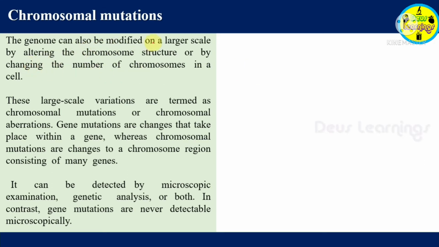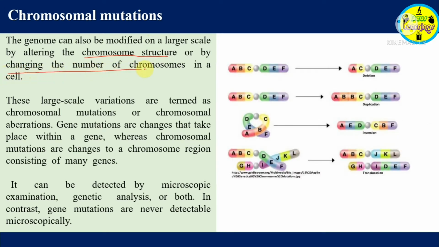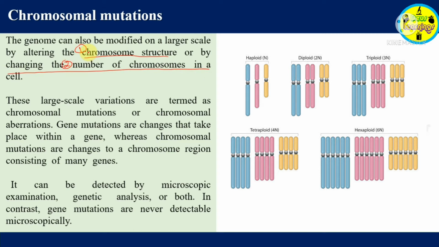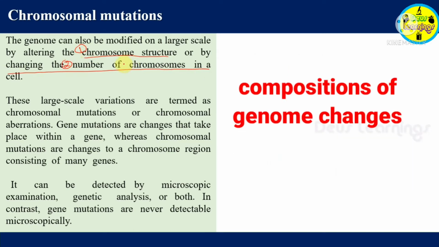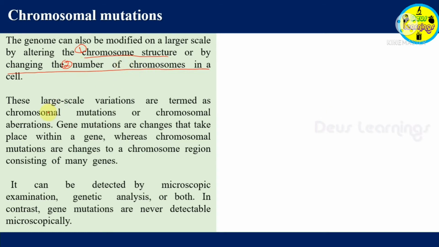As you know, the genome can be modified on a large scale by altering the chromosome structure or the chromosome number. If you change the structure or the number of chromosomes, the whole genome will change. That's why these large scale variations are termed chromosomal mutation or chromosomal aberration.